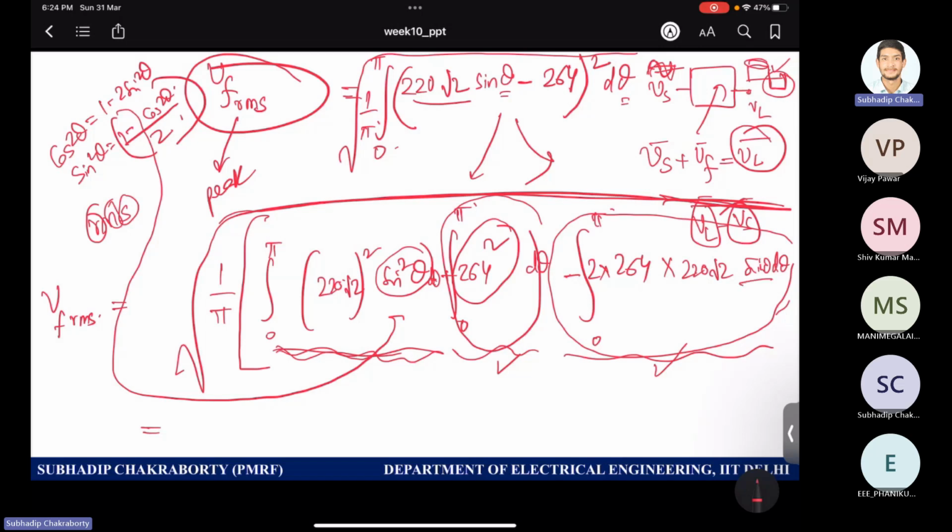But first tell me, what is the integration of sine theta? Or tell me what is the integration of minus sine theta? It is cos, right? So what is the integration of cos theta? What is the integration of minus sine theta? It is cos, and then put the limits of pi to 0. So minus sine you integrate and get cos.